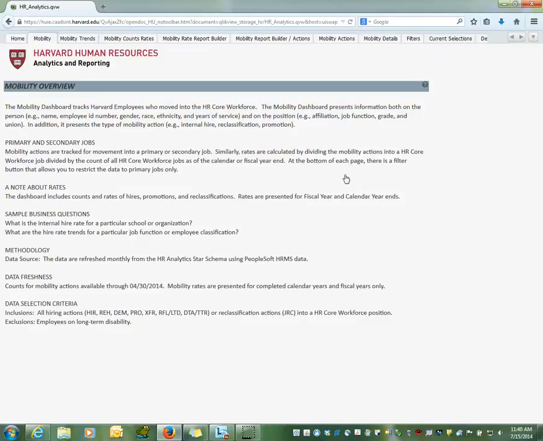This dashboard for the first time includes information on secondary jobs. We've always tracked the mobility on the primary position, but this one allows you to also track the secondary jobs that an employee moves into. This overview page also gives you some information about where the data is sourced from. So we use PeopleSoft data, and on top of that, we have an HR Analytics Star schema, and this application sits on those two components.